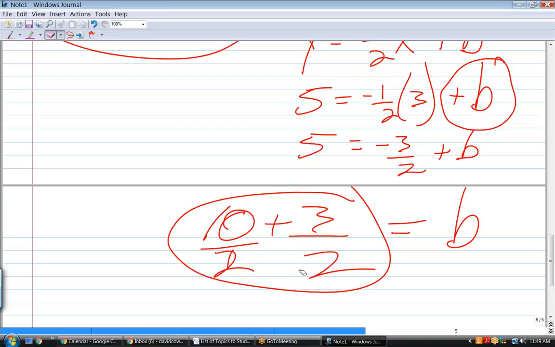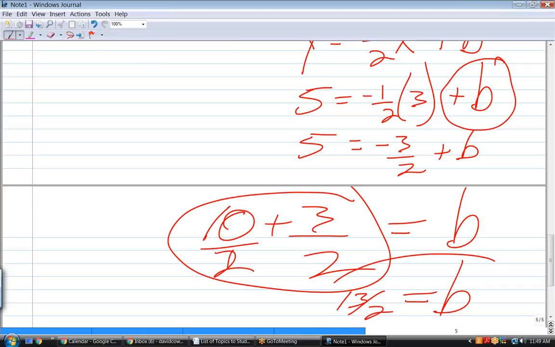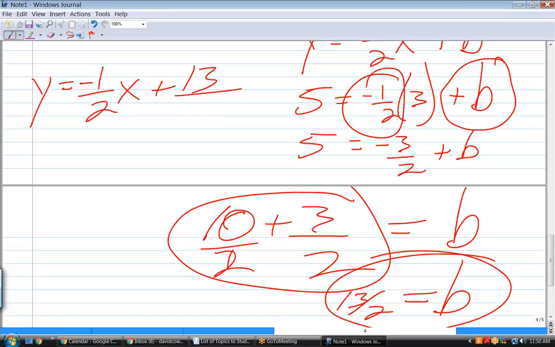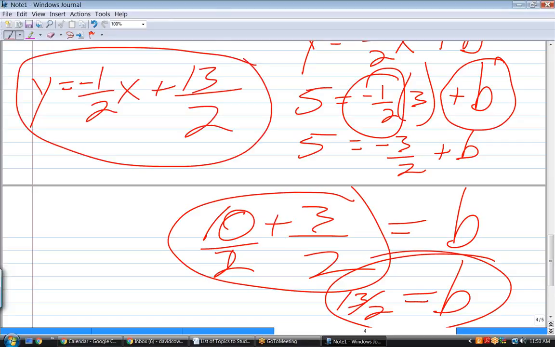10 halves plus 3 halves would be 13 halves. And then that's your answer. So the equation is what? y is equal to, what was the slope? Negative 1/2 x plus 13 halves. There you go. And that's the equation of the line that was perpendicular.